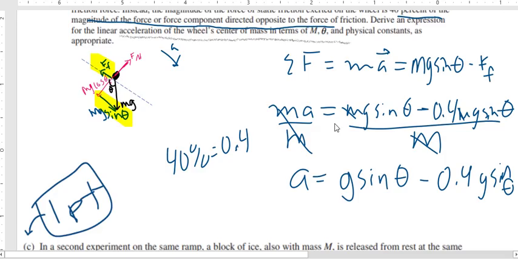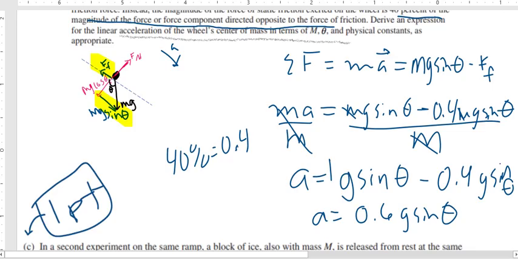Okay, so this should be enough. If you want to go ahead and get fancy with this, you notice this is 1 g sine theta minus 0.4. You can say acceleration equals 0.6 g sine theta, but you don't have to. Either one of these is fine. And you get a point.